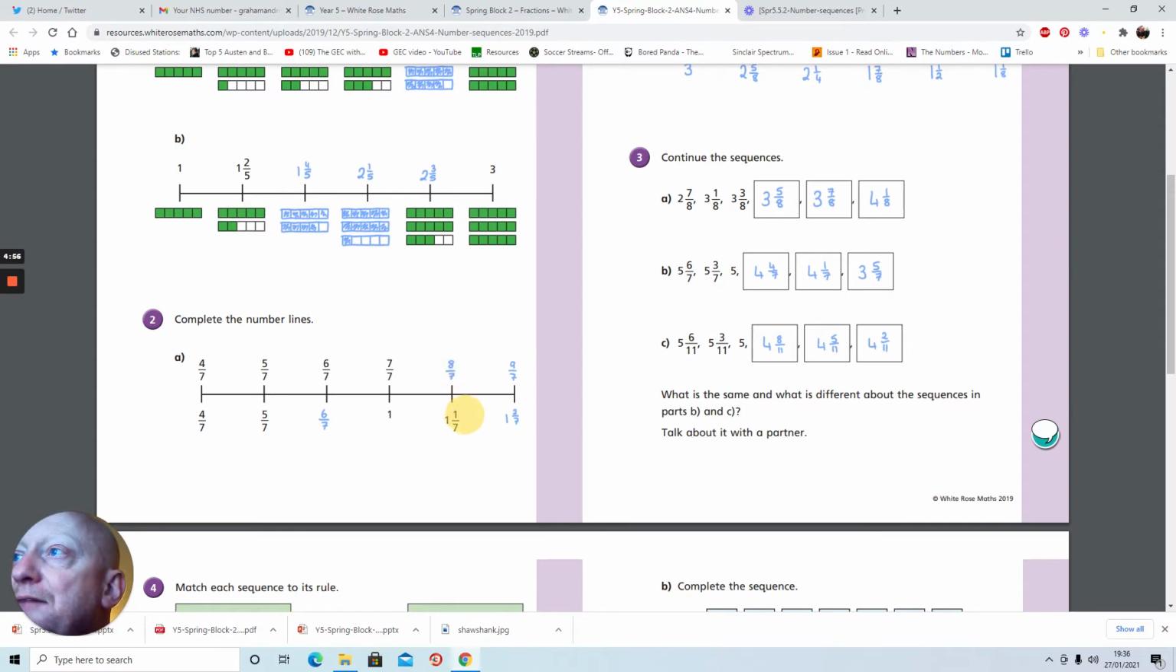How many left over? 1. That remainder we turn into a fraction, and we're working with 7, so it has to be there.